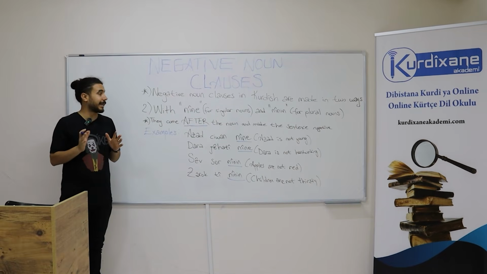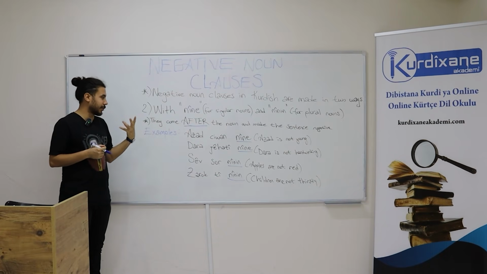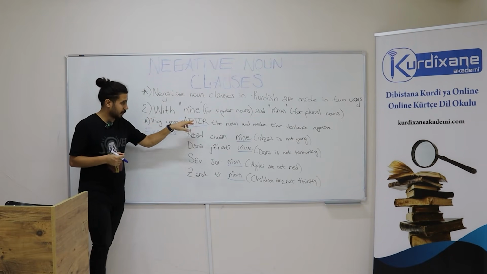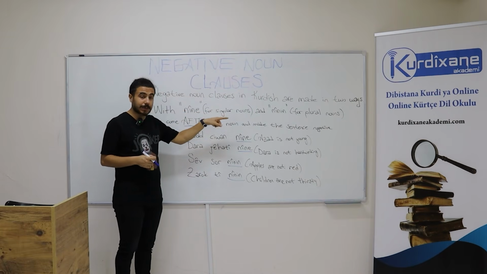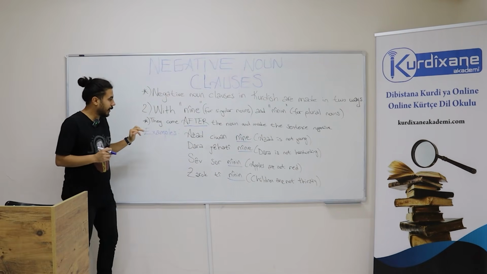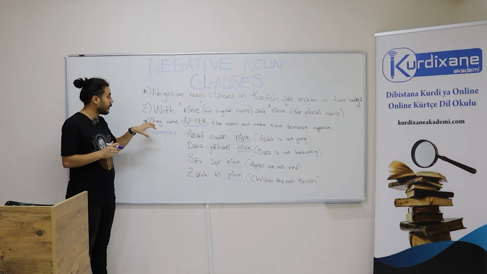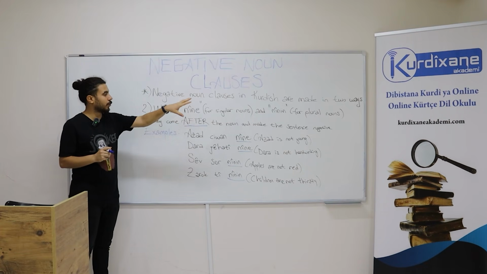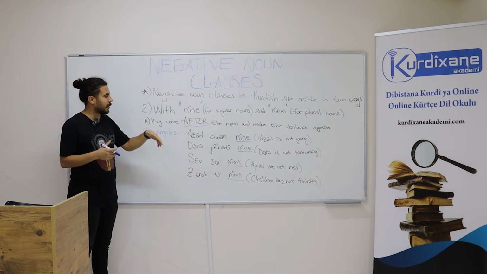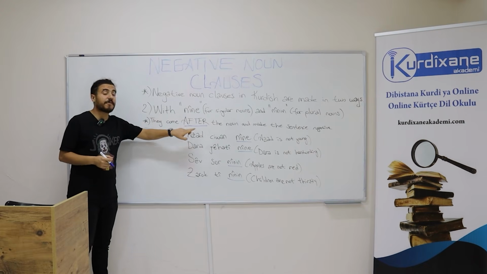So this time, let's focus on how to form negative noun clauses in the Kurdish language with nine, as you can see here for singular nouns, and ninen for plural nouns. Here there is an important thing that you have to pay attention to. These two, let's say, suffixes, they're actually verbs, but for the sake of the video, let's say suffixes, they come after the noun.